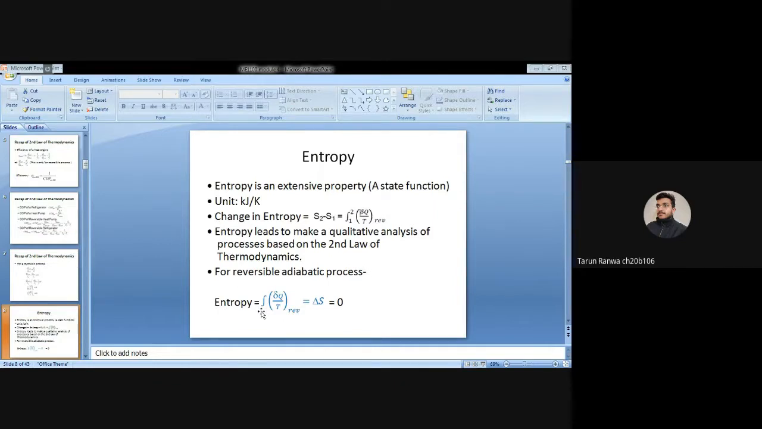Now let's discuss entropy. Entropy is an extensive property and a state function, and its unit is kilojoule per Kelvin. The change in entropy from process 1 to 2 equals the integration from 1 to 2 of dQ by T. Entropy lets us make a qualitative analysis of a process based on the second law of thermodynamics. For a reversible adiabatic process, the change in entropy equals 0 because dQ equals 0.